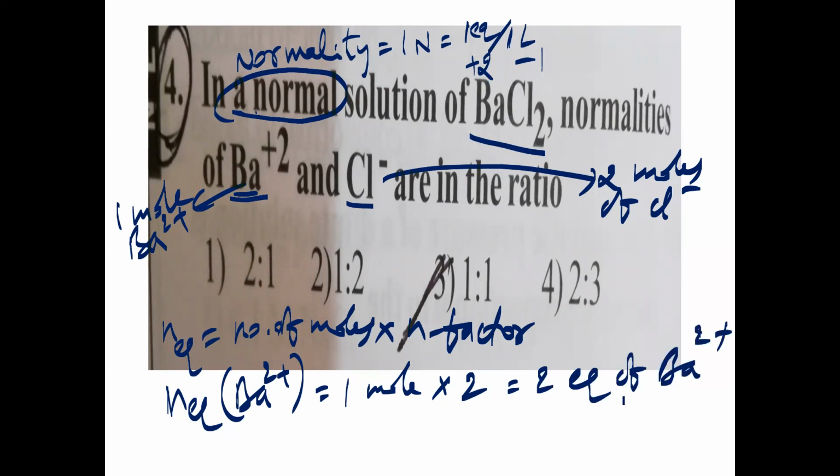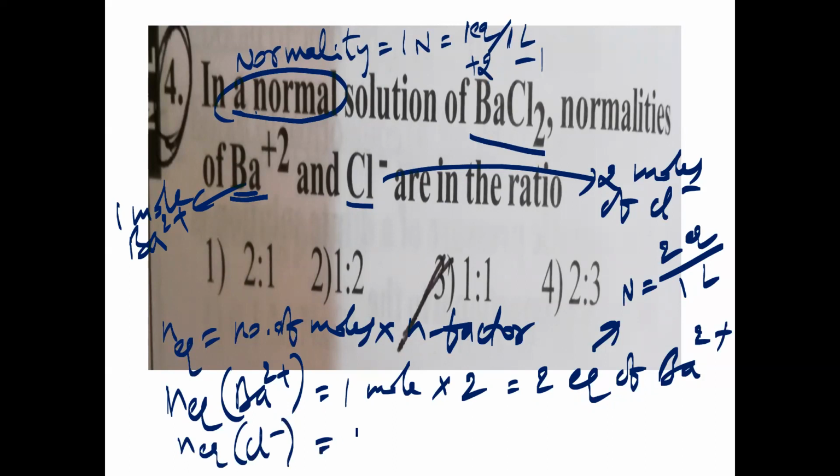That is 2, equal to the equivalents of Ba plus 2. And what is normality? Number of equivalents by volume. So normality equals the number of equivalents, how many? 2 equivalents by 1 liter. So 2 by 1, 2 normal solution is the normality. And next one, the number of equivalents of Cl minus is equal to the number of moles of Cl minus.